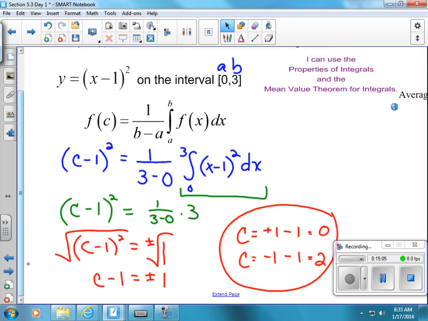Okay, that is the end of our lesson. Please review this in your book. All of the properties and the mean value theorem are covered in your book. So please look at it, section 5.3.